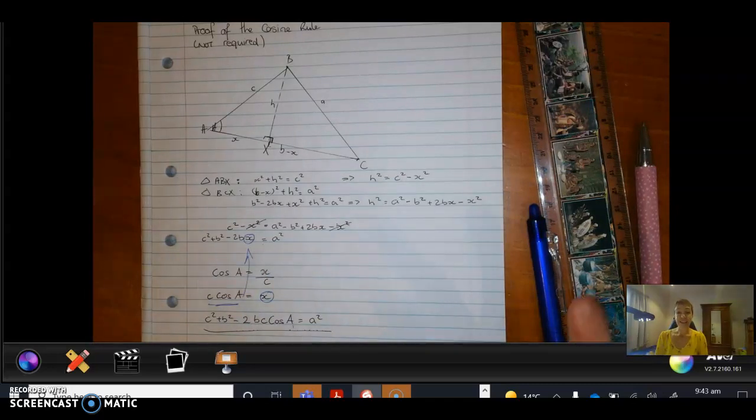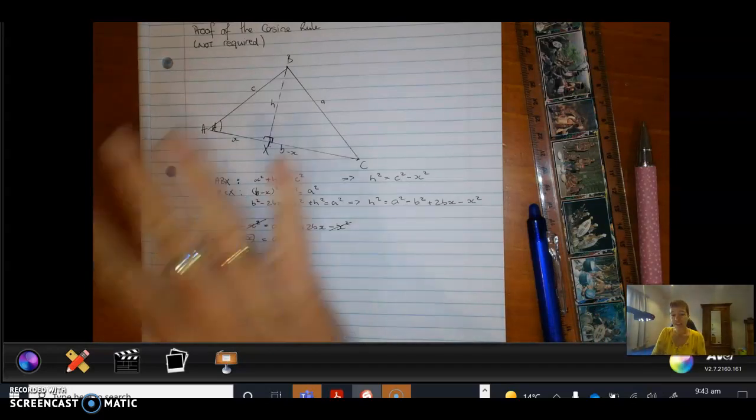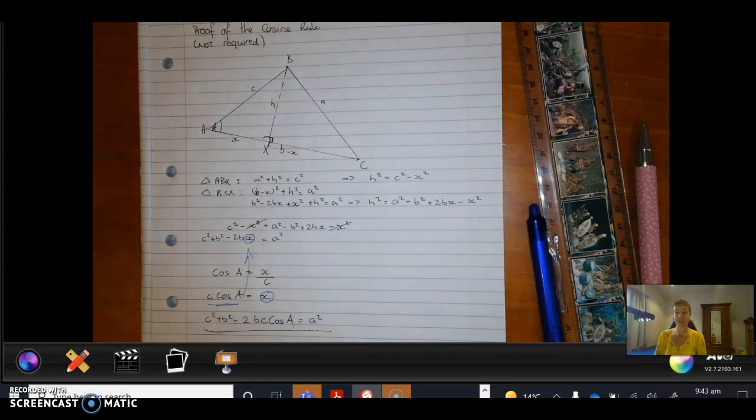QED, as I said, it's not required as a proof, but it is a good thing to know how to do this kind of thing, especially if you're thinking of continuing with mathematics. This is where the joy comes in for me.